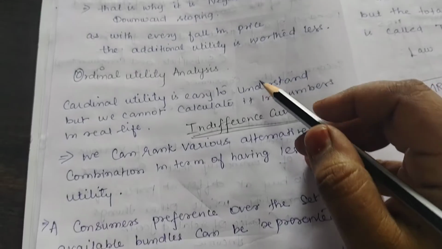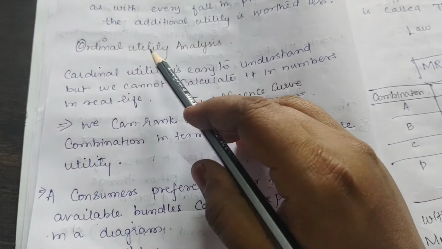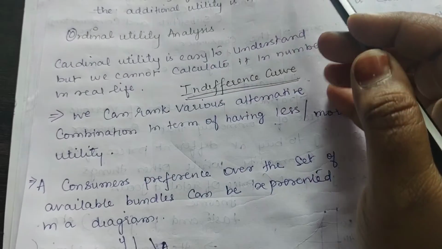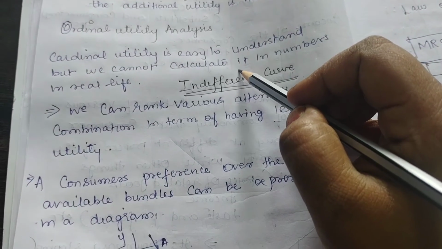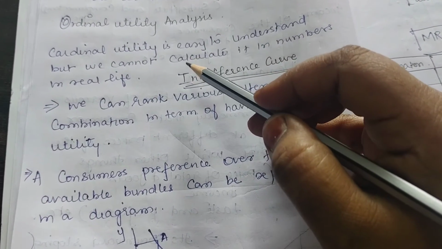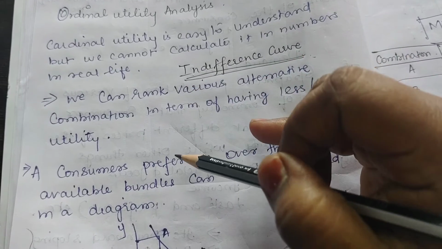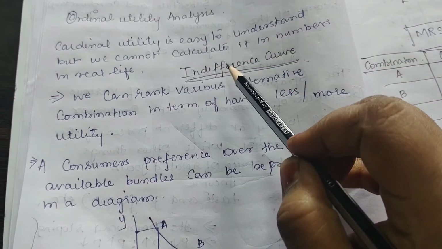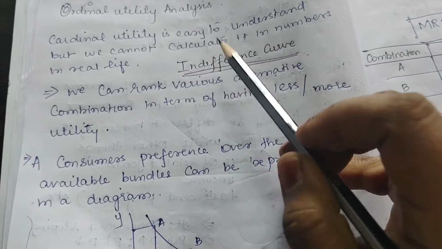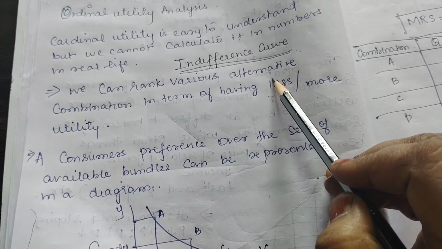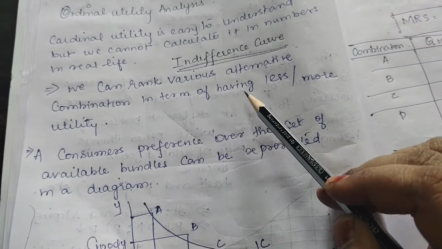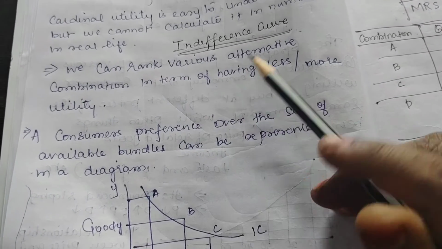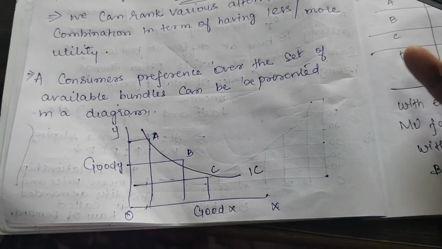Now we are going to start with a new concept, which is ordinal utility analysis. Cardinal utility was easy to understand, but it has various drawbacks because we cannot calculate utility in numbers in real life. So here, under ordinal utility analysis, we come to a theory, the indifference curve, where we can rank various alternative combinations in terms of having less or more utility, or less or more satisfaction. So now, what is an indifference curve?